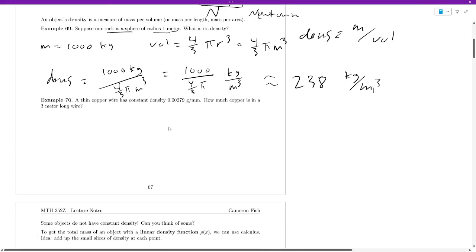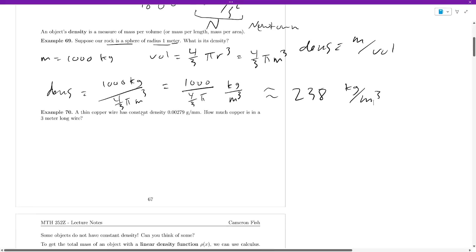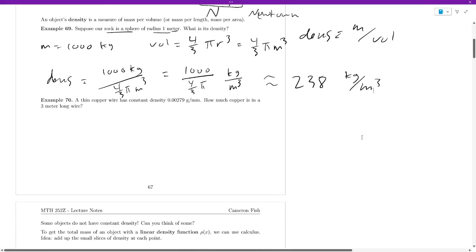So another kind of density, this is like a volume density, but sometimes you say a density per length or per area, just depending on how you're measuring the object. So here, thin copper wire has a constant density of this number, 0.00279 grams per millimeter. So how much copper is in the wire if it's 3 meters long? So again, this is grams per millimeter, right?